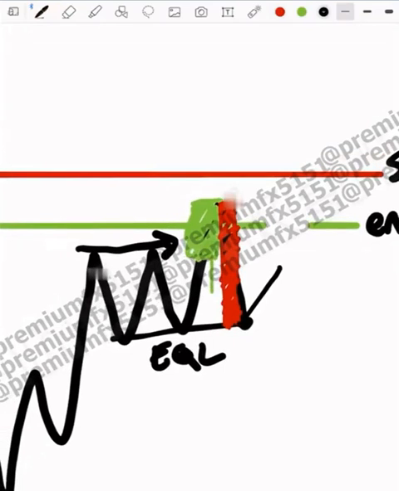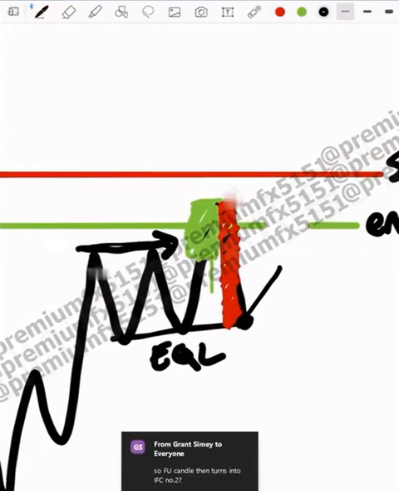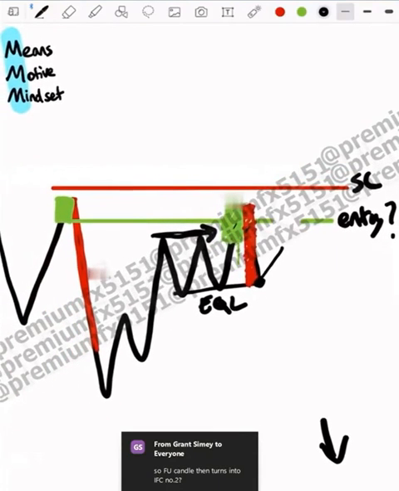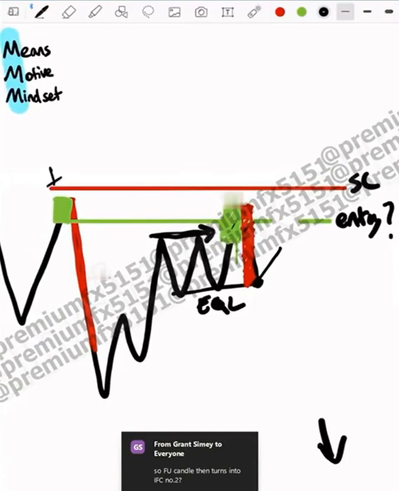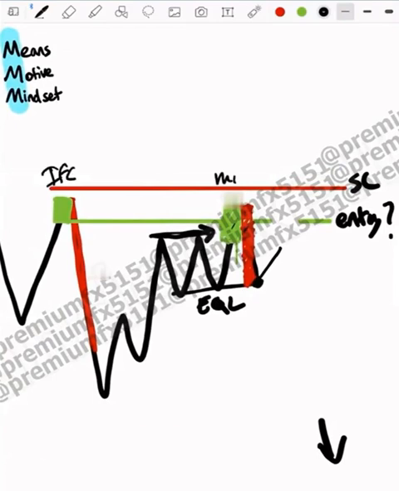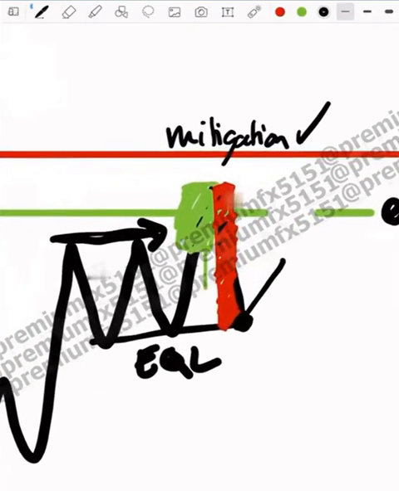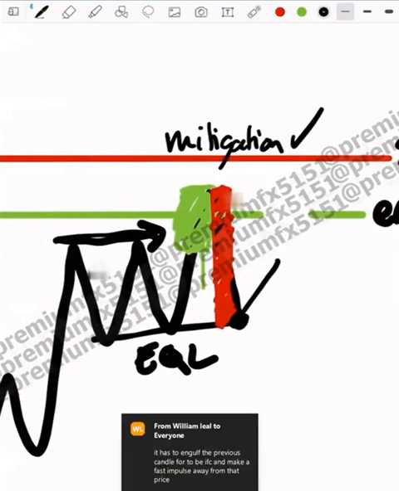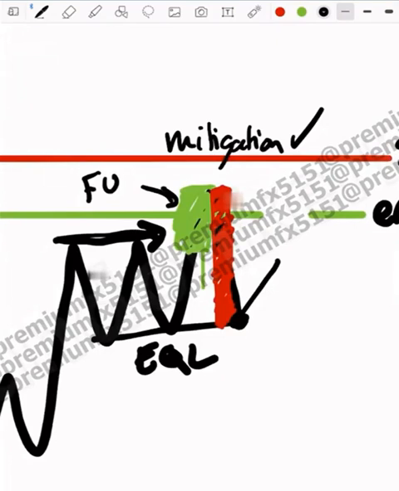Okay, so say for example, price is right here. We've had equal highs taken out. When they were taken out and they had that push up, the process of mitigation and taking out the equal highs formed this candle, which is the FU candle. That candle is responsible for taking out the liquidity, and it doesn't have to, but generally speaking, we like it if it mitigates a previous IFC, but that is not a concrete requirement.